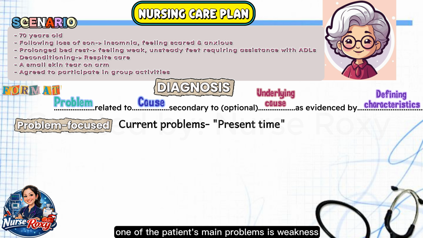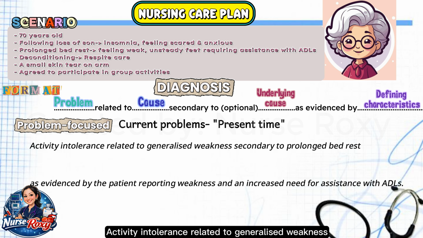In this scenario, one of the patient's main problems is weakness that requires assistance with ADLs. Using the nursing diagnosis format, we can write it like this. Activity intolerance related to generalized weakness secondary to prolonged bed rest, as evidenced by the patient reporting weakness and an increased need for assistance with ADLs.